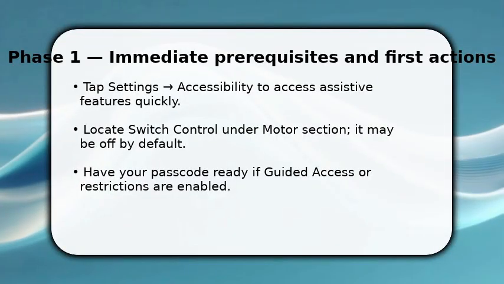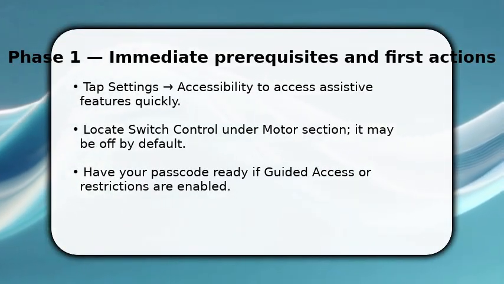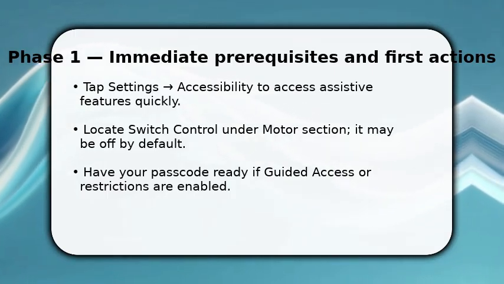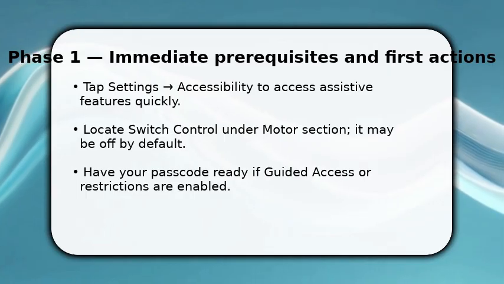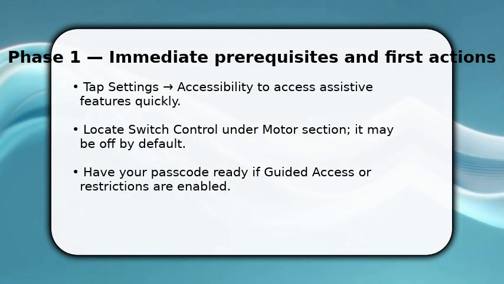You start by opening Settings and tapping Accessibility, because that's where iPad controls live. Once there, scroll to Motor and find Switch Control. This is the feature we will disable. Tap Switch Control to open its panel. Make sure you can see the toggle and the switches list.